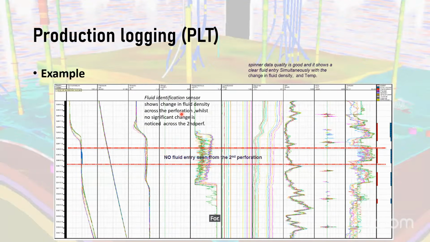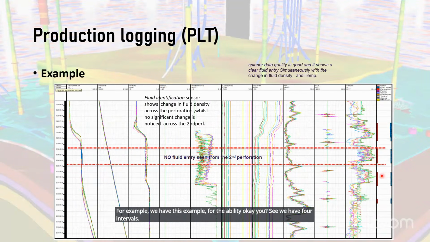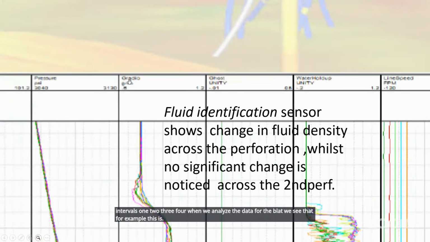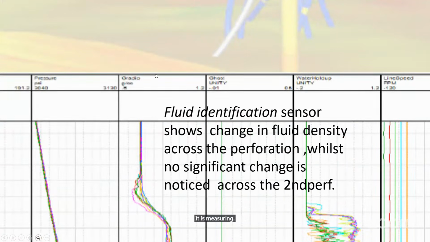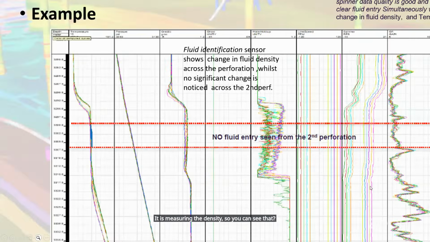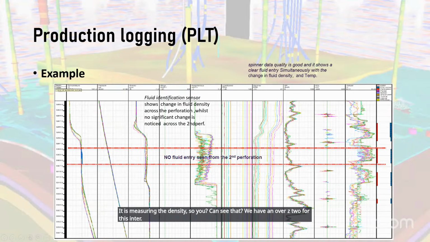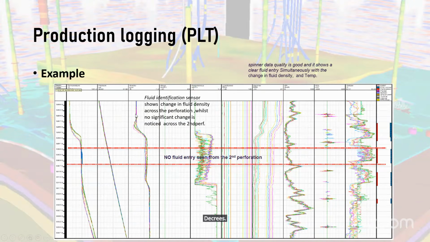For example, we have this example for the PLT. You see we have 4 intervals, 1, 2, 3, 4. When we analyze the data for the PLT, we see that, for example, this is the gradiometer. It is measuring the density. So you can see that opposite this interval we have some change in the density, and opposite this interval, no change in the density. Opposite this interval, we have a decrease in the density. So maybe this interval is producing more water than this interval.